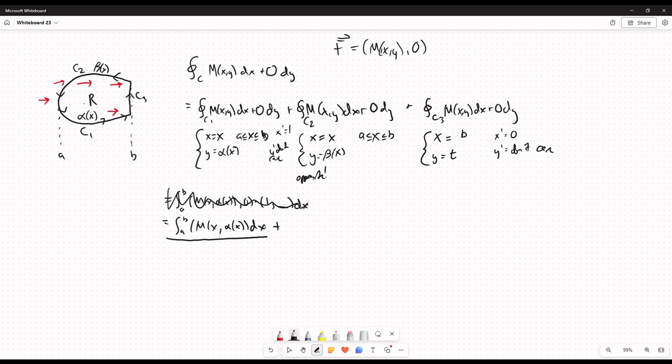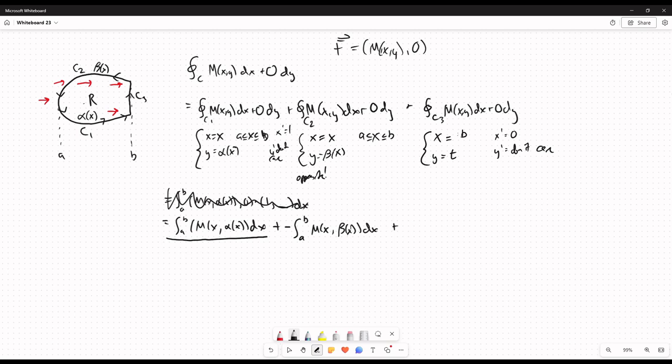The second part will be very similar, so I'm not going to write the vector field part out. But what's different is that this curve is being traced backwards from b to a. Since it's the opposite of the path from a to b, it's going to be negative the integral from a to b of M of x, beta of x, dx.